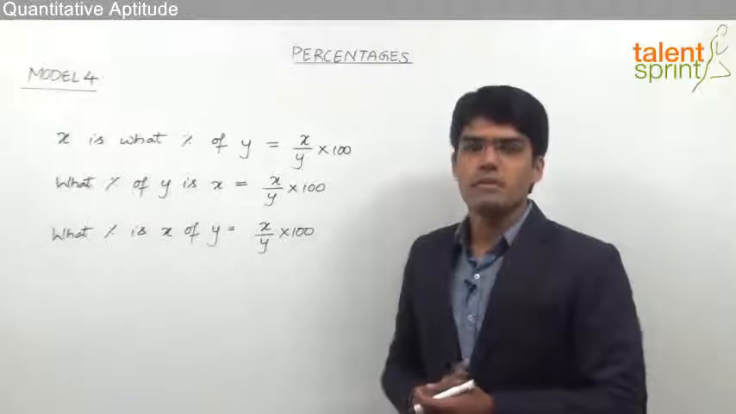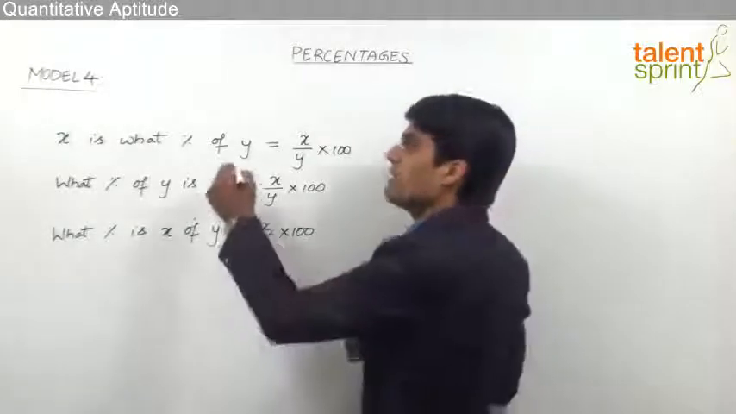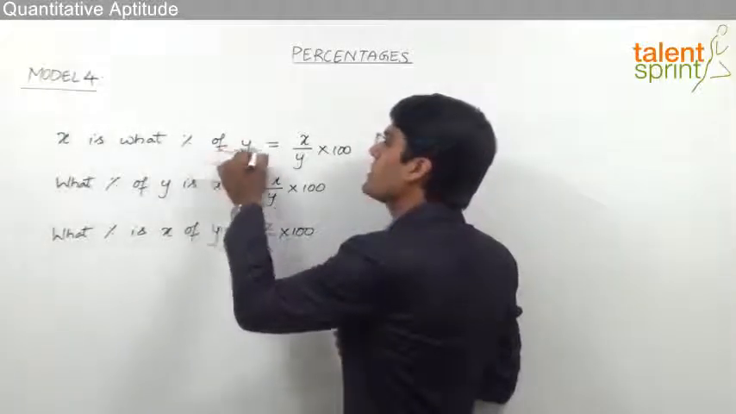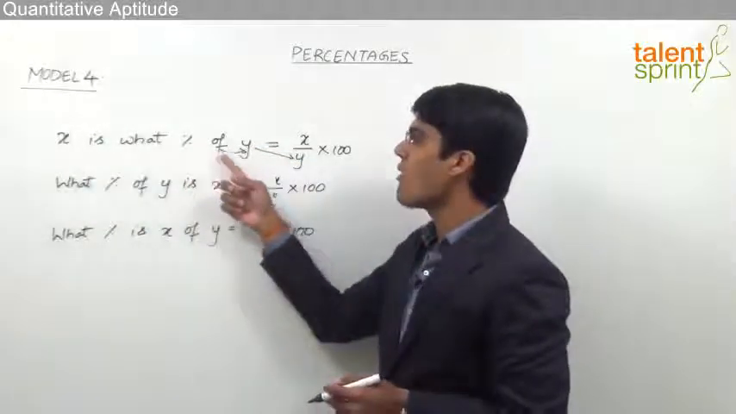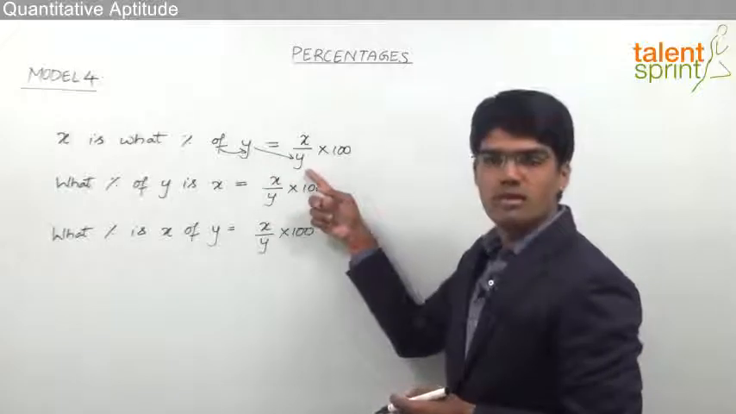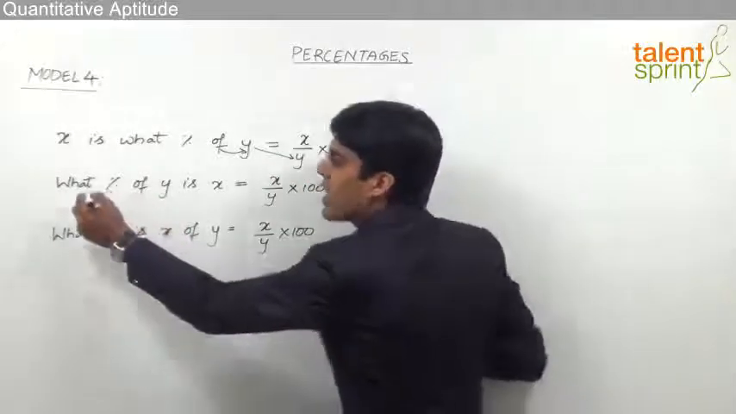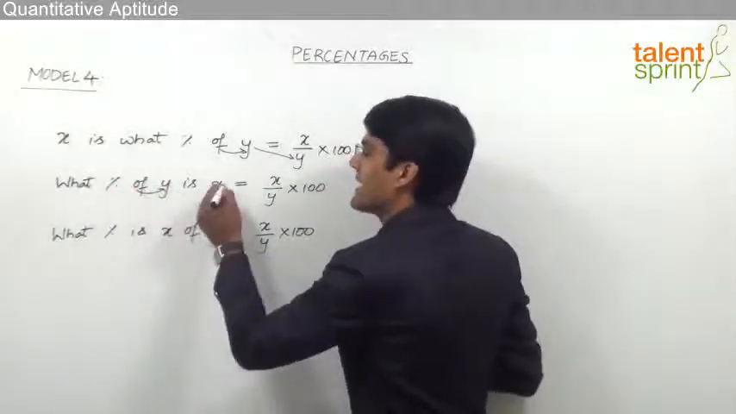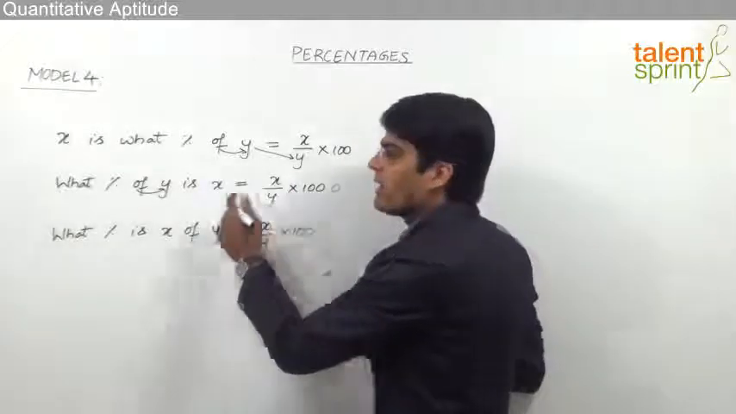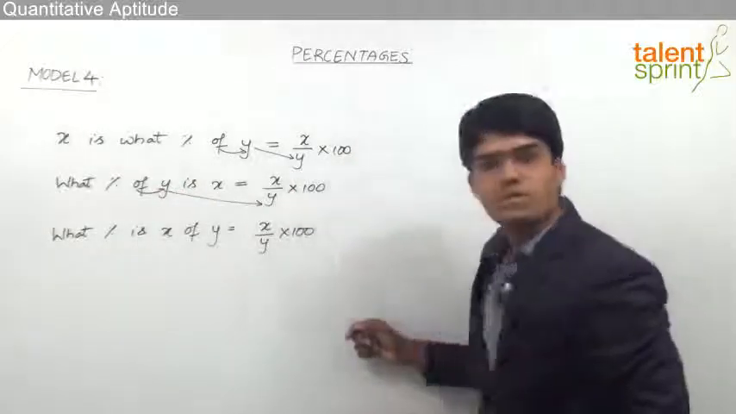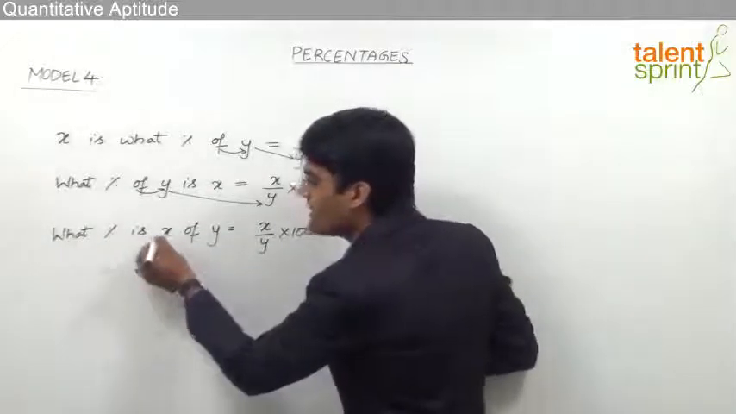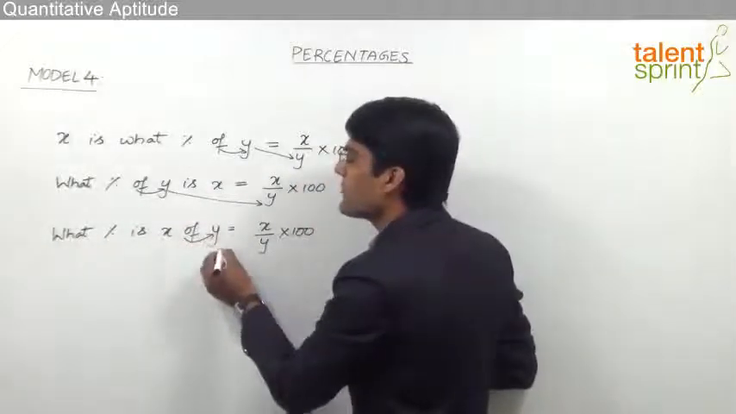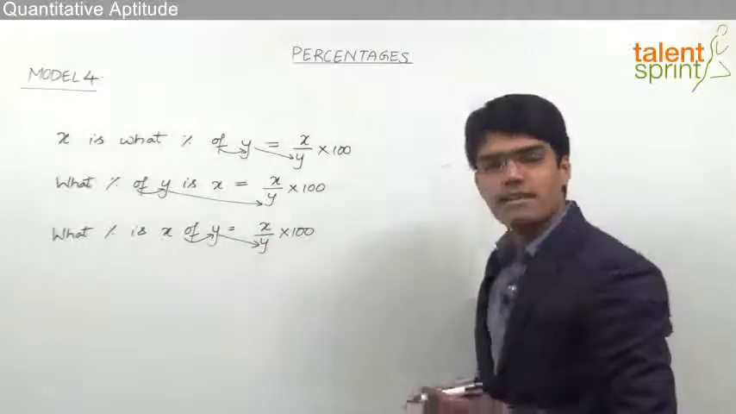One simple way to remember the formula here is that whatever is followed by "of" should always be taken in the denominator. For example, as you can see here, X is what percent of Y. So that Y goes in the denominator. Similarly, in the second case, what percent of Y is X, the answer again is X by Y into 100. So as you can see here, whatever is followed by "of" goes in the denominator. And even in the last case, what percent is X of Y, "of" is followed by Y and that Y is taken in the denominator.